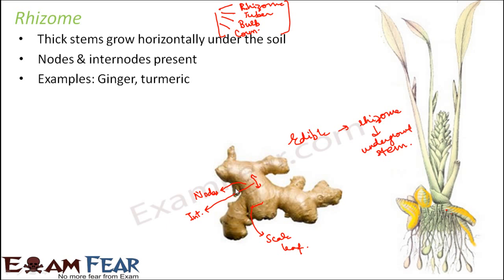So which is the edible part of the ginger? This entire thing is edible. And what is this entire thing? This is nothing but the rhizome. Because a stem always has nodes and internodes, and that is why this ginger also has nodes and internodes. Nodes and internodes are present on the stem, but this is present under the soil. So this is the underground stem. So this entire portion of the ginger is rhizome.